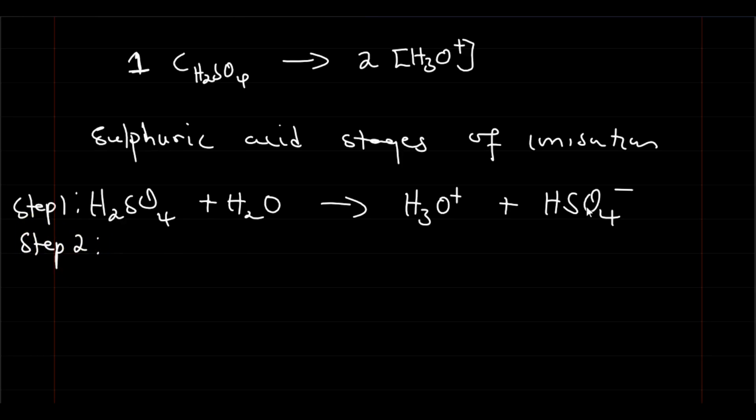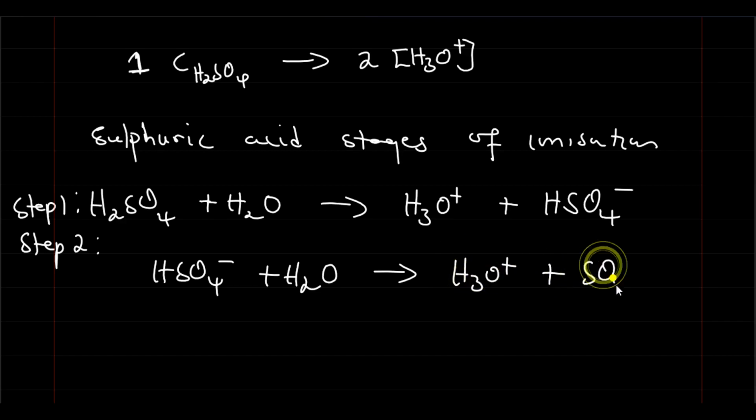We get now the HSO4 minus, which is hydrogen sulfate, also in water, to get what? To get also another hydronium plus what? Plus sulfate ion. So if you can check here, both step 1 and step 2 are acid and base reactions.